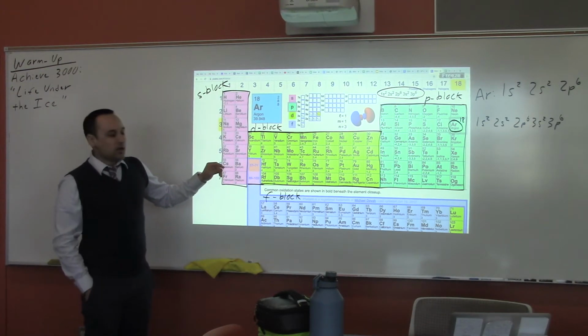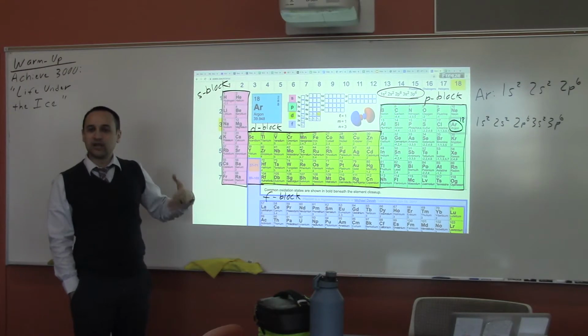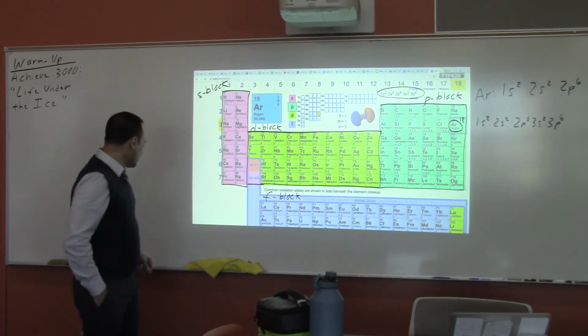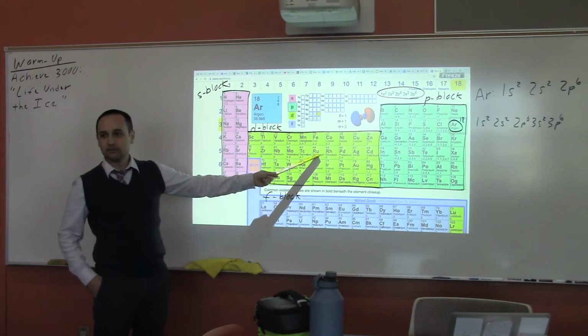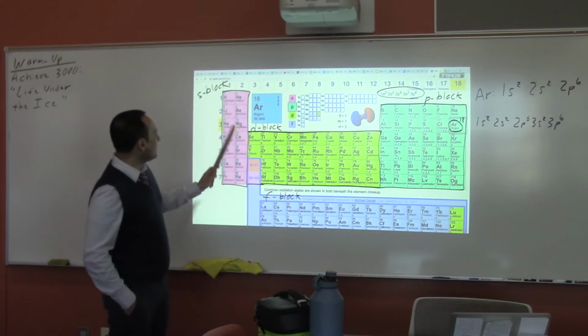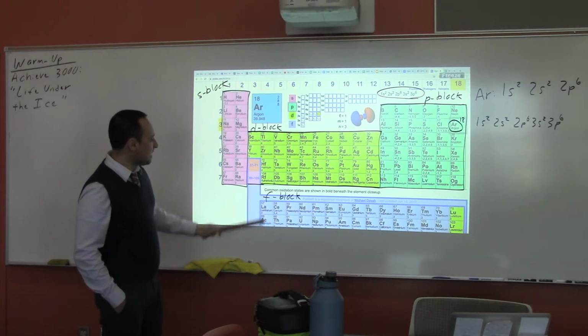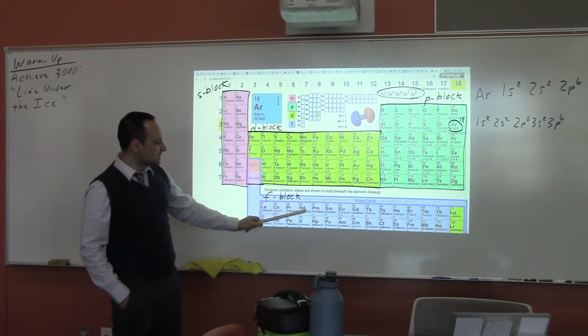So what I'm going to do is, first off, I'm going to point to an element, and I'm going to name the element, and you're going to tell me which block it's in, okay? So, ruthenium. D block. Arsenic, P block. Okay, beryllium, S block. Okay, neodymium, F block.